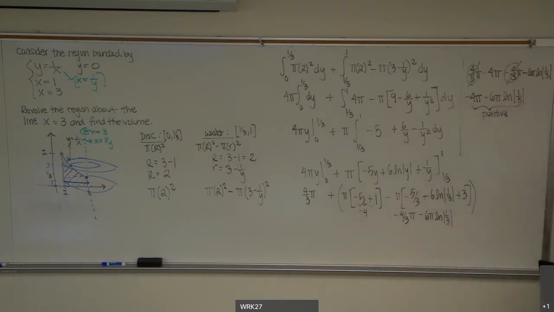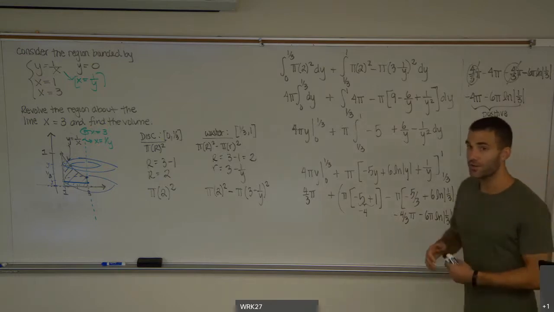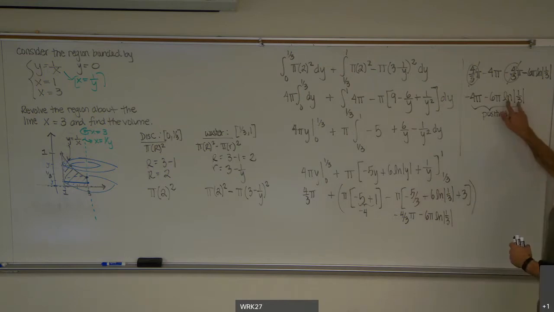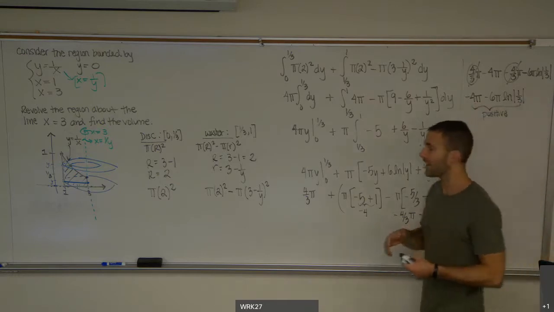So even though it looks scary, you're like, wait, did I do something wrong? Because it looks negative, it's not, right? ln of 1/3 is a negative number in and of itself, and negative times negative makes positive, and this is larger than 4 pi. And so it will bring me into the positive realm, and so don't worry, we calculated the volume correctly.